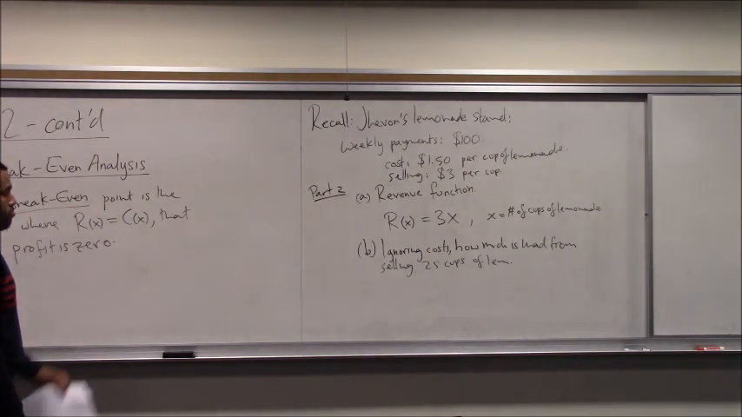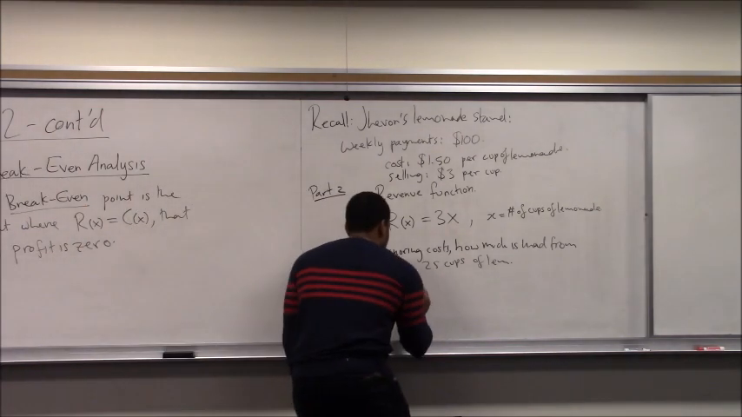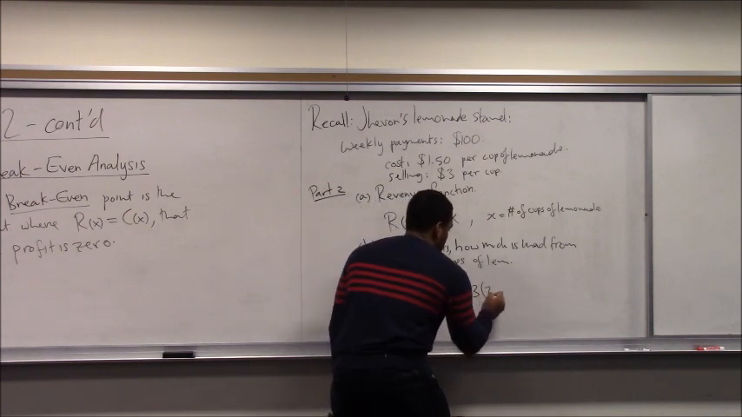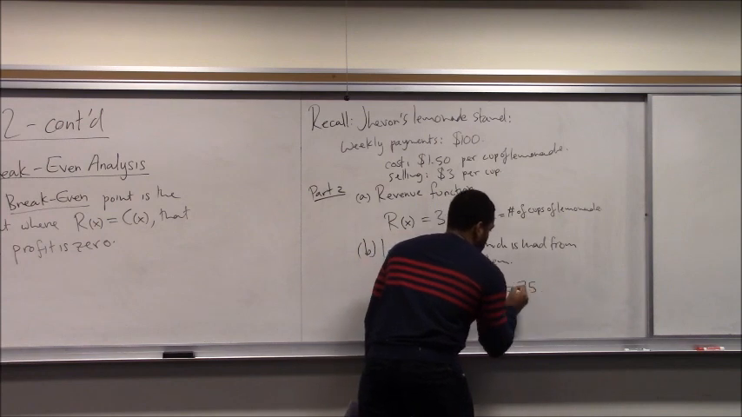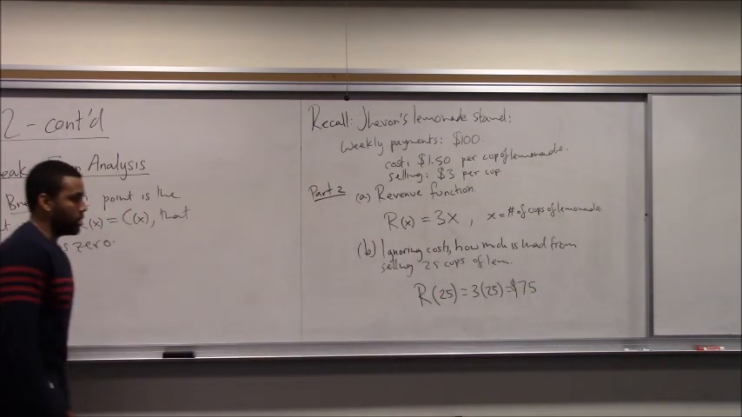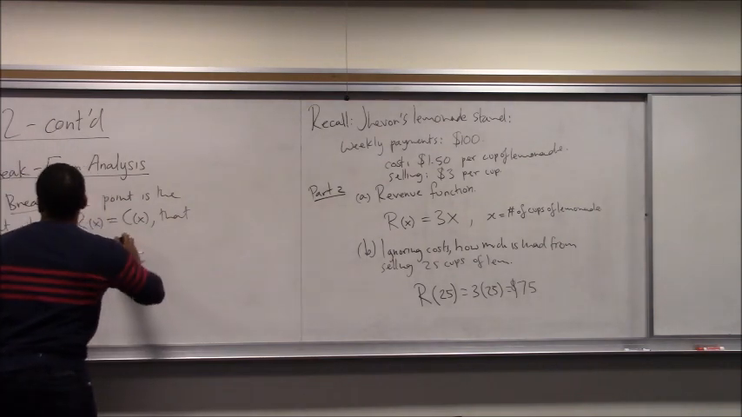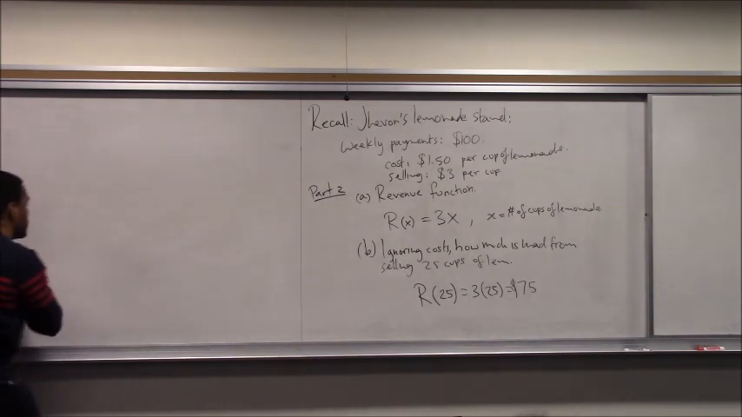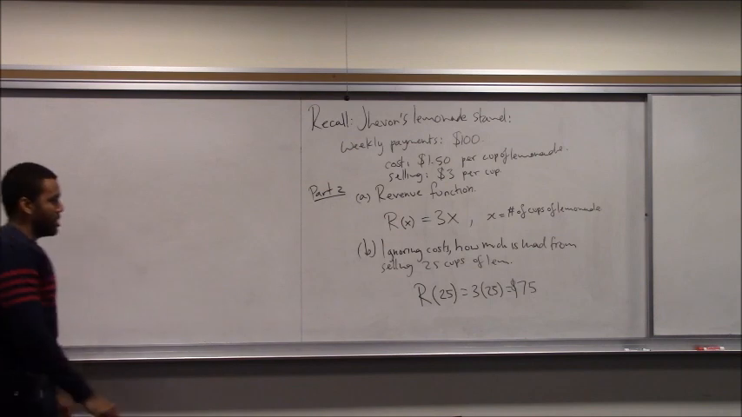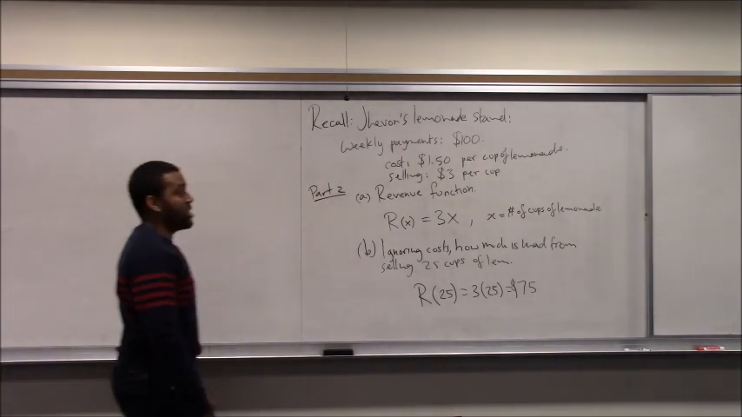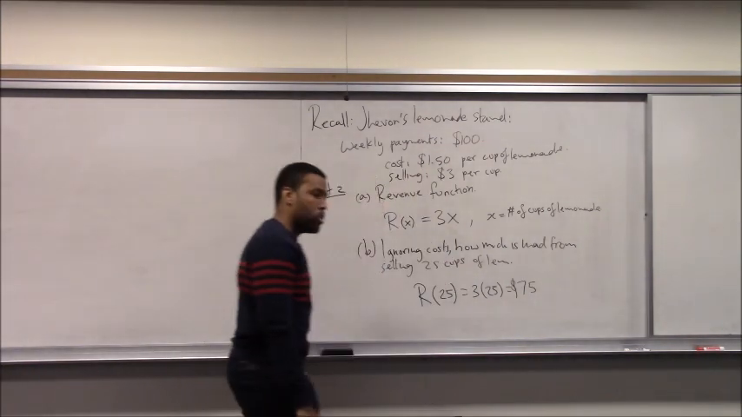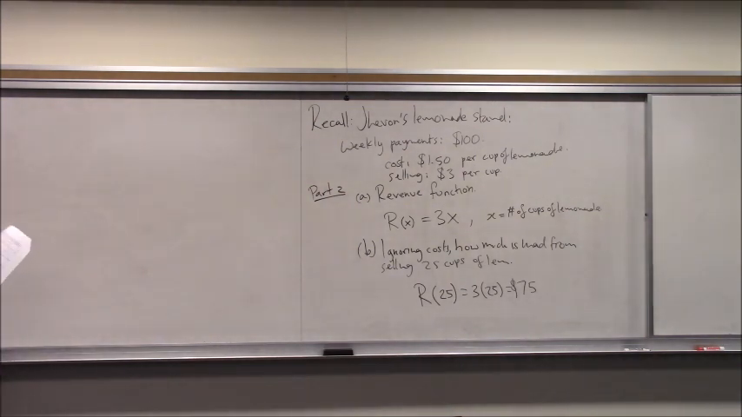So cost is not a factor here. This is just going to be the revenue function evaluated at 25. It's just going to be 3 times 25. It's going to be $75. You'd also notice that at this point I am still in the hole, because it cost me $100 just to be there, plus it's costing me $1.50 for every cup of lemonade I'm making. And at the point where I've sold 25 cups, I'm only pulling in $75. Okay, so let's continue this.